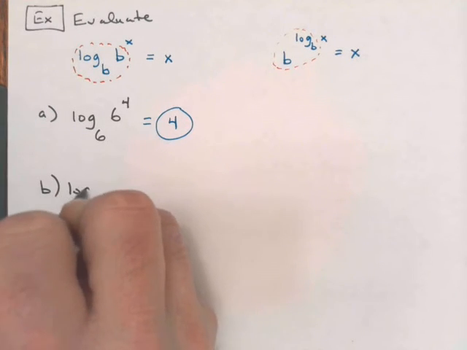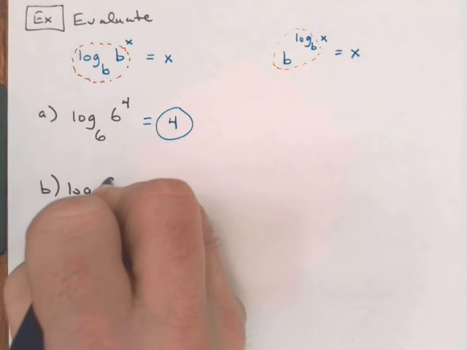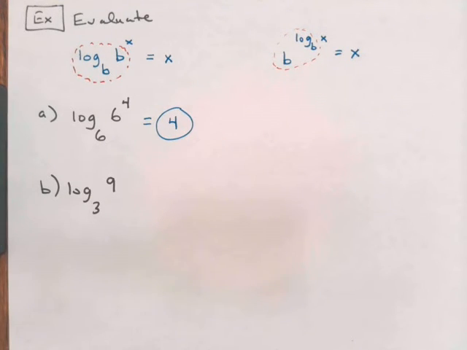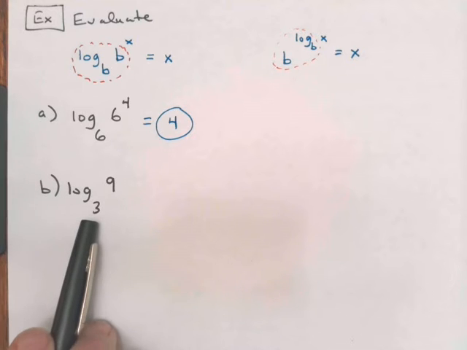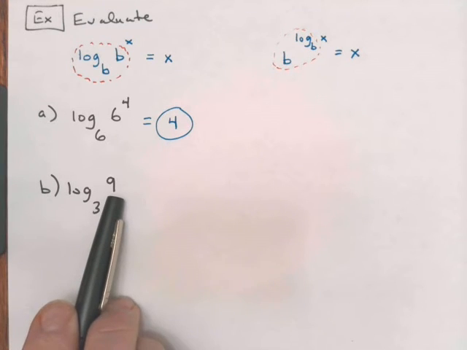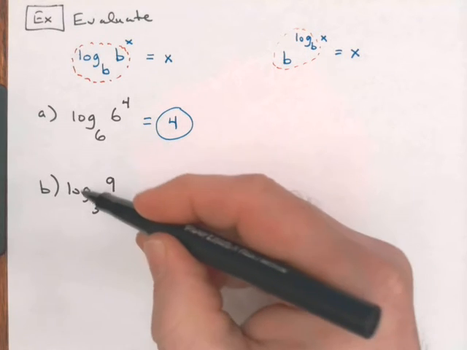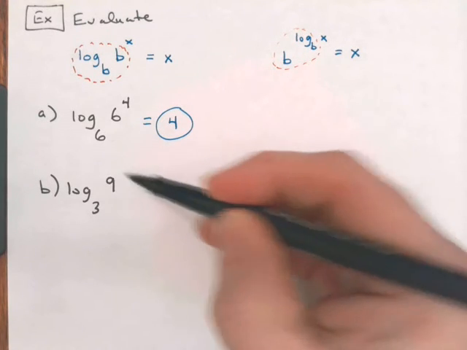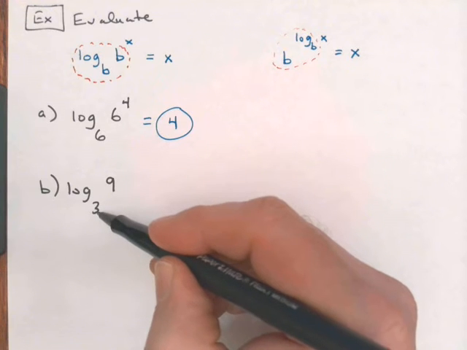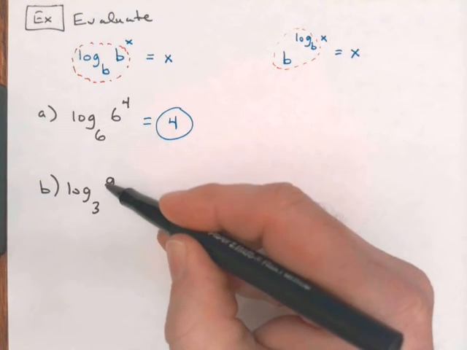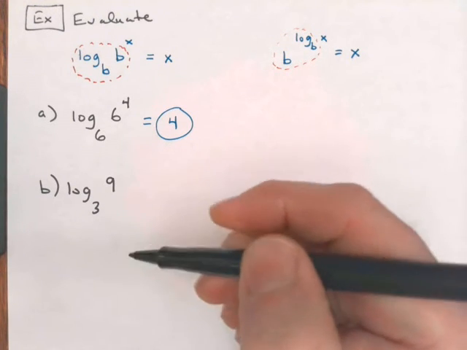Sometimes the base of the log and the base of the exponent won't match. So right now I have log base 3 of 9. There really isn't an exponent written in there, but that is an invisible 1. So it's log base 3 of 9 to the 1st power. The base of the log is 3, but the base of the exponent is 9. Those numbers do not match.